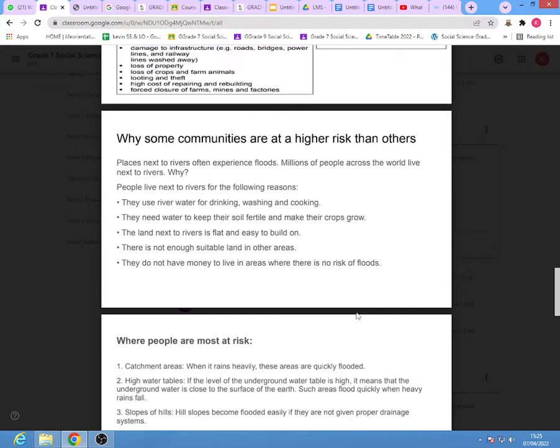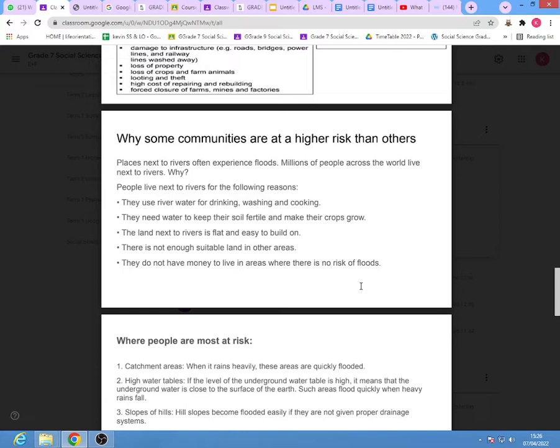The reason why they live next to the river is because they want a fresh supply of drinking, washing water, and also water for cooking. They need water to keep their soil fertile and make their crops grow. And then the land next to the river is usually flat and easy to build on rather than the high up ground. And then there's not enough suitable land in other areas. Also, people live next to the rivers because they do not have enough money to live in areas where there's no risk of floods.